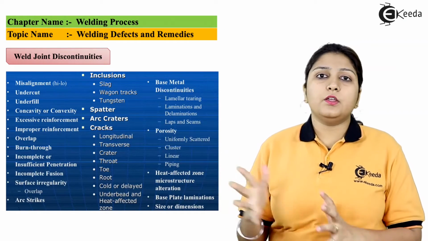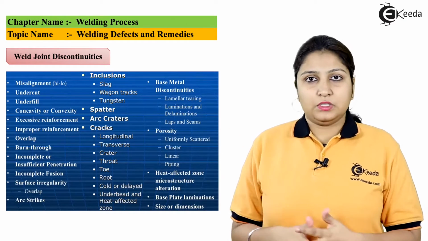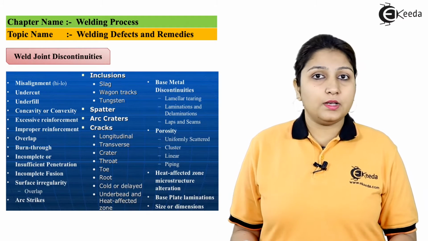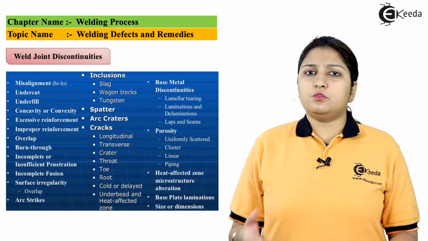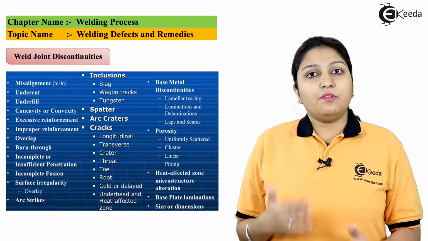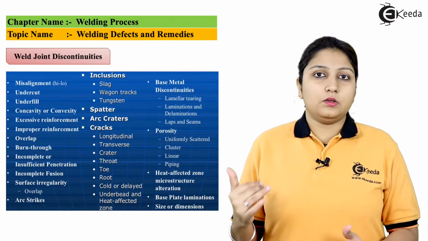Here in this slide you can see that there are many flaws. Some flaws occur due to misalignment, some due to inclusion of additional material, some due to spatter. Like that, there are different types of flaws. We'll go into detail one by one.